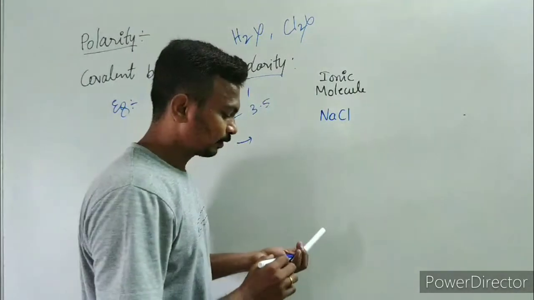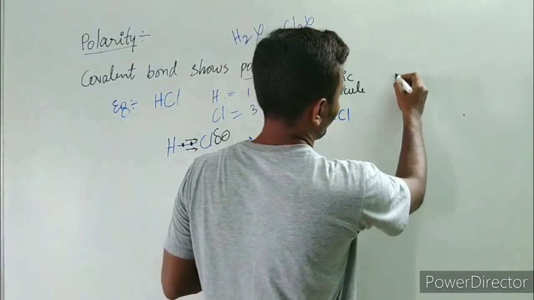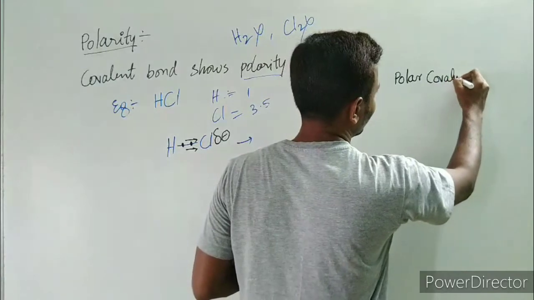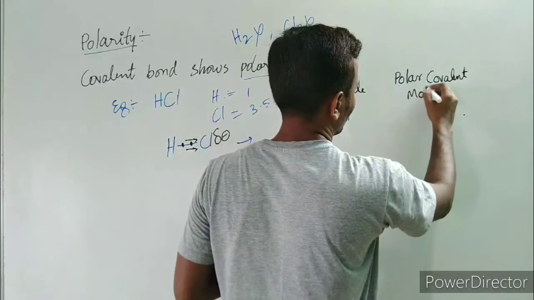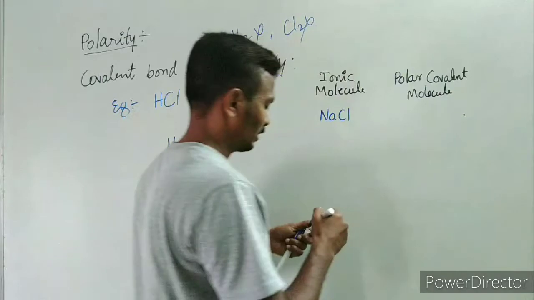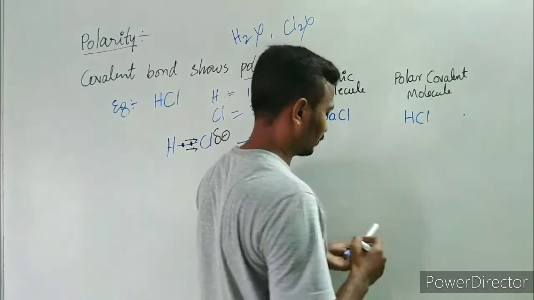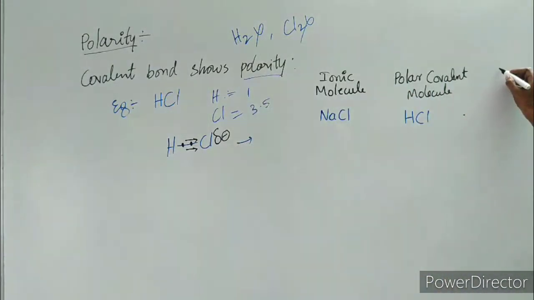NaCl, sodium chloride. Next is the polar covalent molecule. The example for this is HCl, hydrogen chloride. And next is a complete covalent molecule. We are going to take the example of ethane, C2H6. What is this? Ethane.